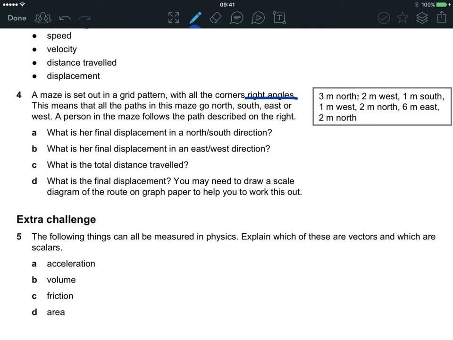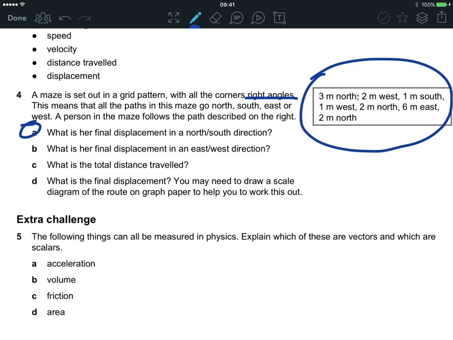Okay, this means that all the paths in the maze go north, south, east, or west. A person in the maze follows the path described to the right. Okay, so that is the path that the person has described. Okay, so question 1, what is her final displacement in the north-south direction?